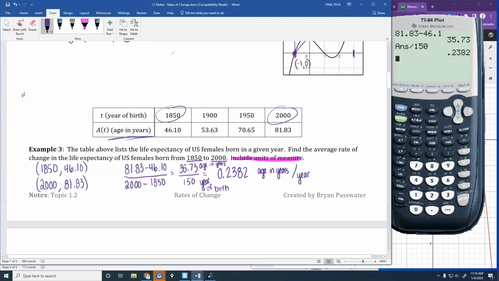It's weird. But if you always take your units for your Y and divide them by your units for your X when you're doing a rate of change, it's always going to give you the correct units for that.